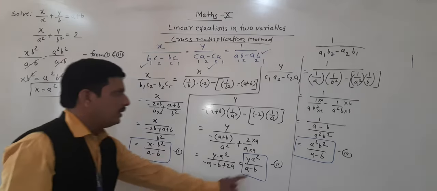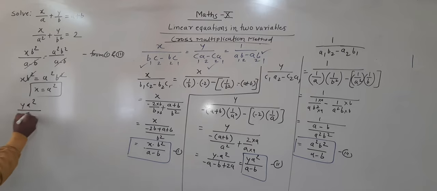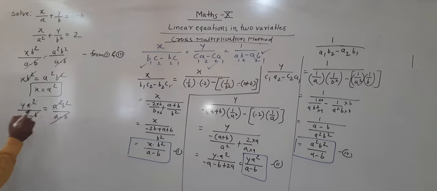Now second and third. Y a square upon a minus b is equal to a square b square upon a minus b. So a minus b cancelled, and again a square will be cancelled. So what is remaining? Y is equal to b square. So this is the value of x and this is the value of y. See carefully and solve the same example in your notebook.